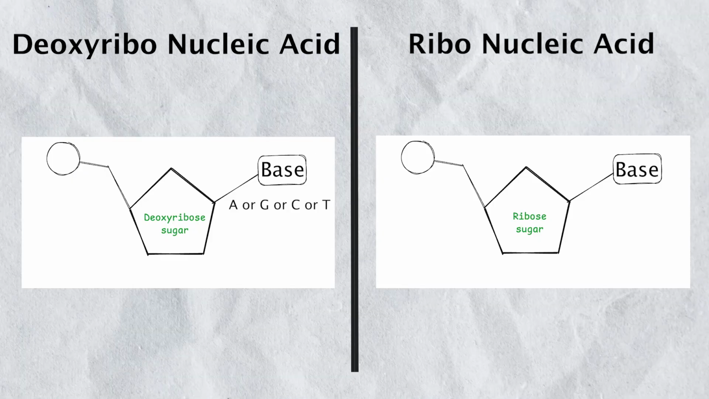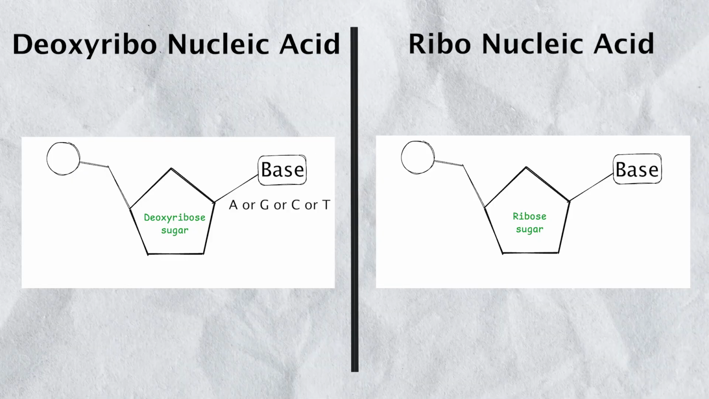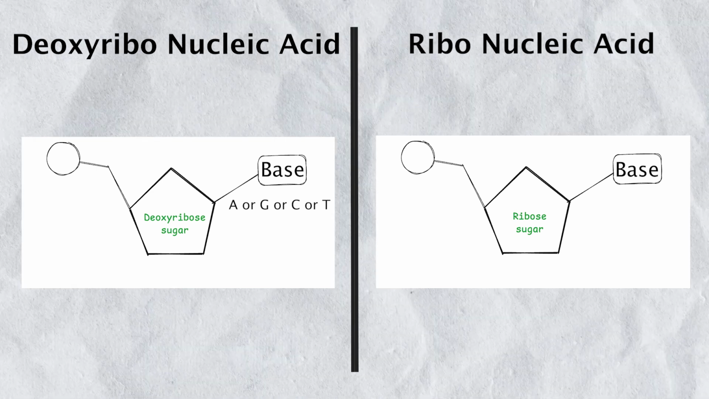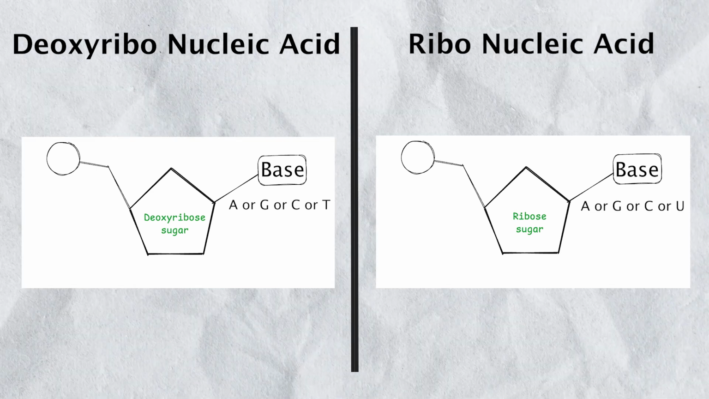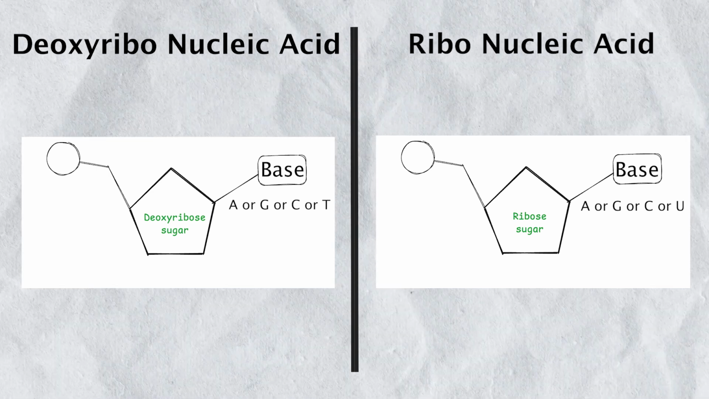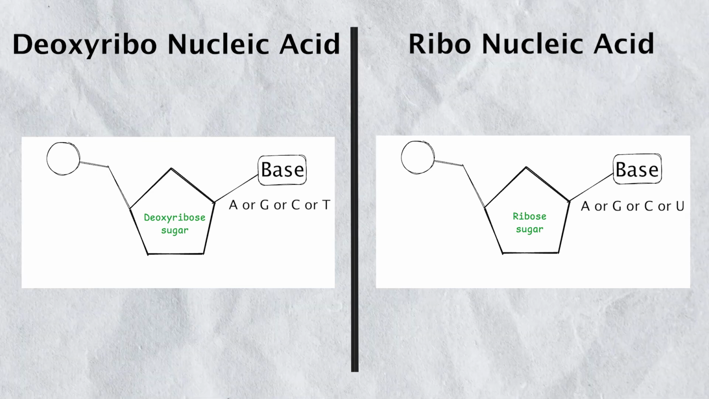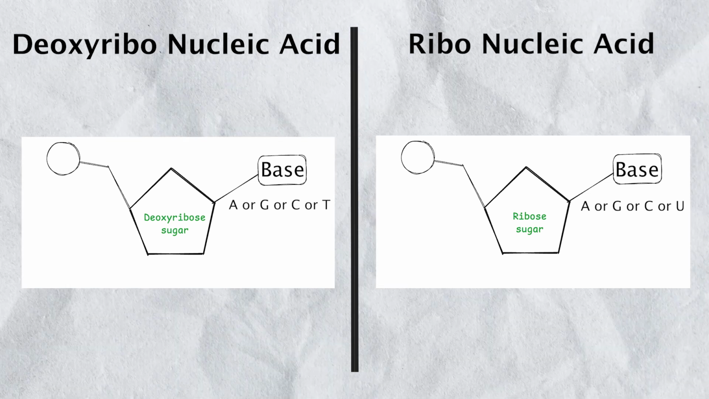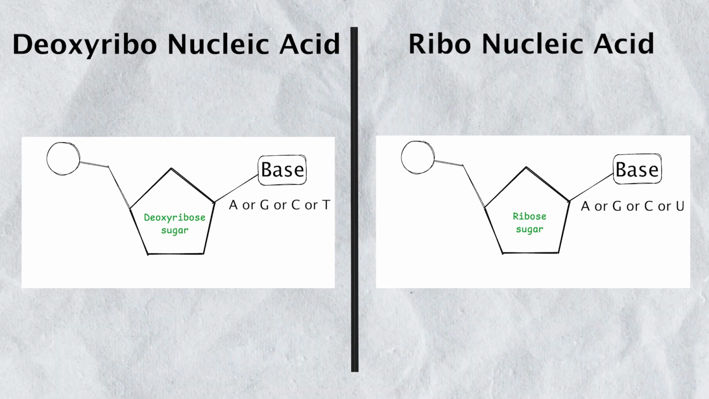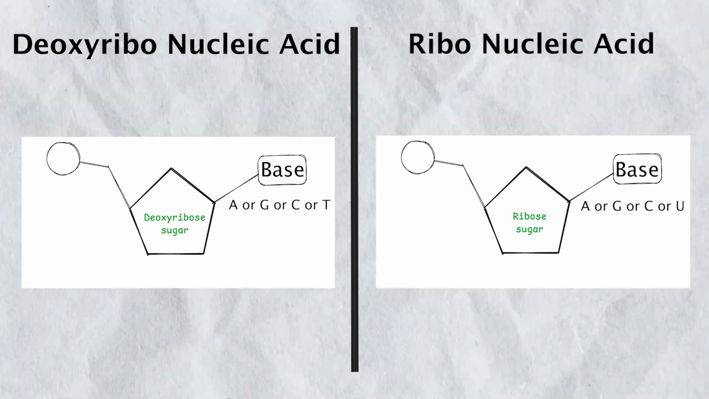Only four of these bases can be present in DNA, which are A, G, C, and T. And in RNA, it can be A, G, C, or U. So thymine can be present only in the nucleotides of DNA, not in the nucleotides of RNA. Similarly, uracil U can be present in the nucleotides of RNA and not in the nucleotides of DNA.